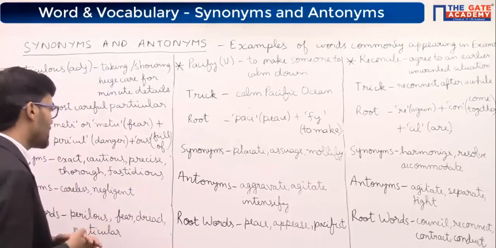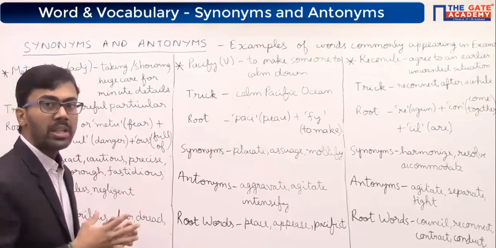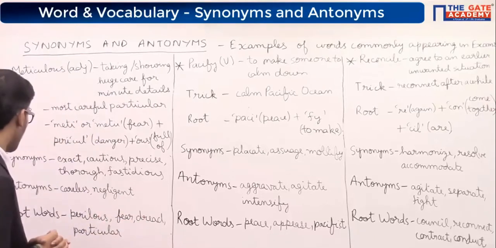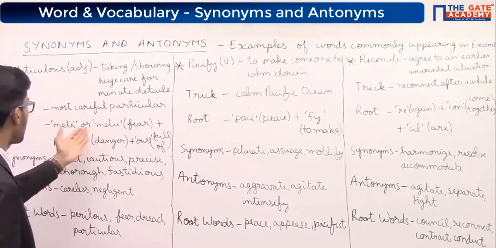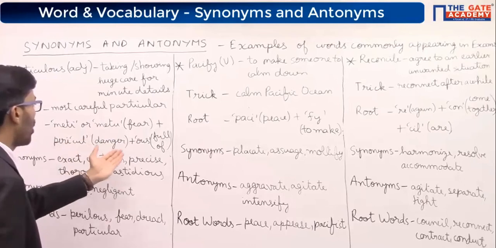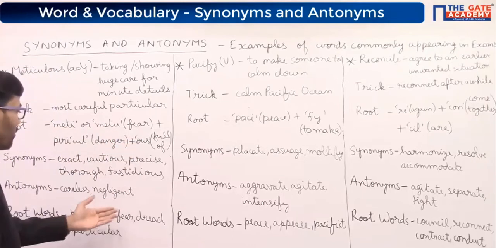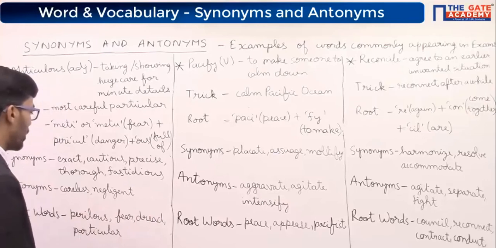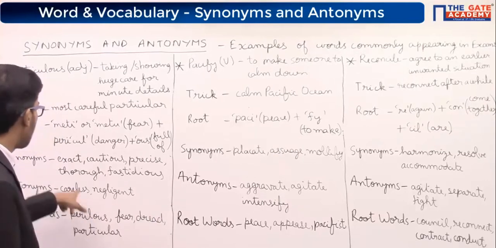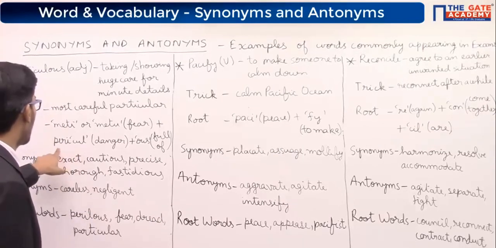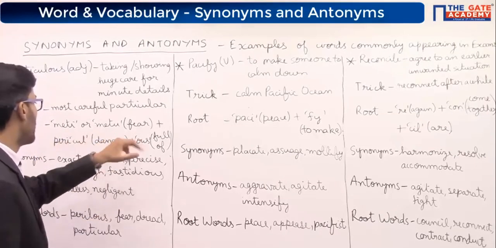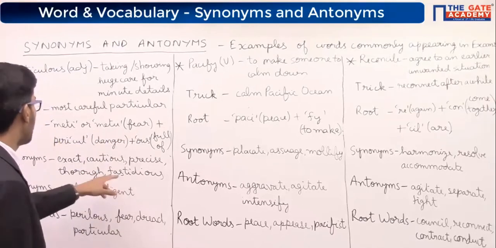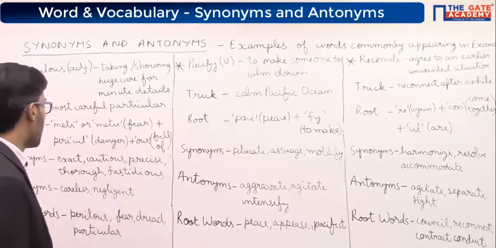Antonyms are being careless, being negligent, sometimes being indifferent. All these are antonyms of meticulous. The root words, that is words derived from the roots of meticulous, that is from meti or metu, from pericle or us, are perilous, fear, dread, particular. As you can see, perilous is directly derived from this particular Latin word pericle, which means danger. Fear is again derived from meti or metu, which means fear. Dread again is derived from this, and similarly particular, as I had mentioned earlier.